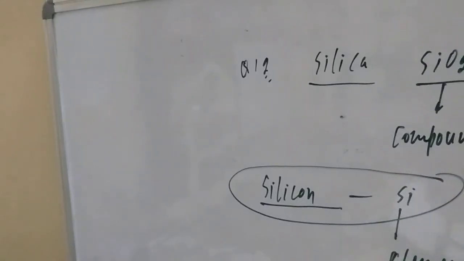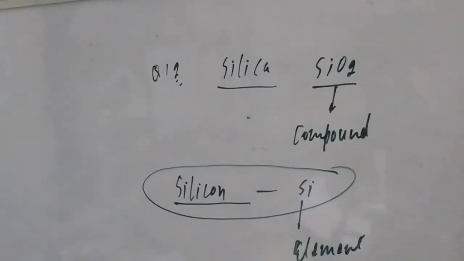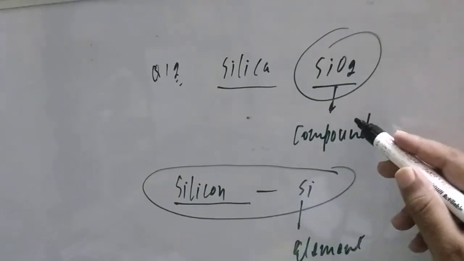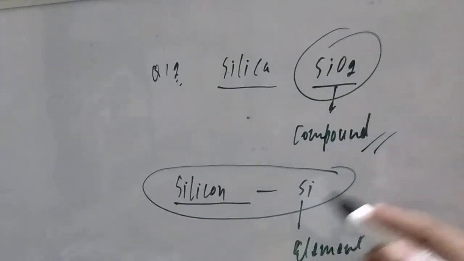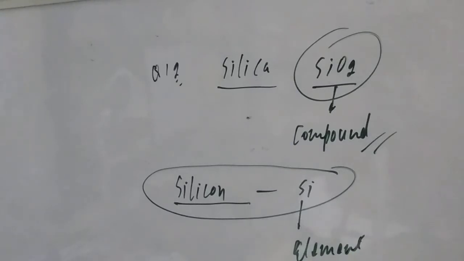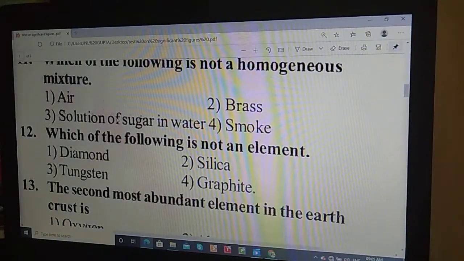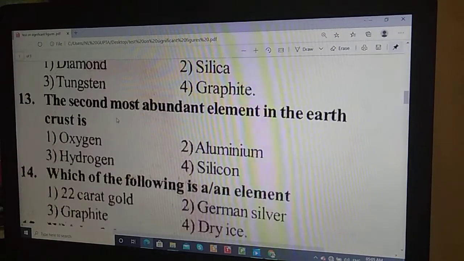But if they are talking about silica, student, silica is SiO2 and SiO2 is made up of more than 2 elements. So that is a compound, and silicon is Si, that is the element. So the correct option will be option number 2, student, that is silica. Now let us move to question number 13.